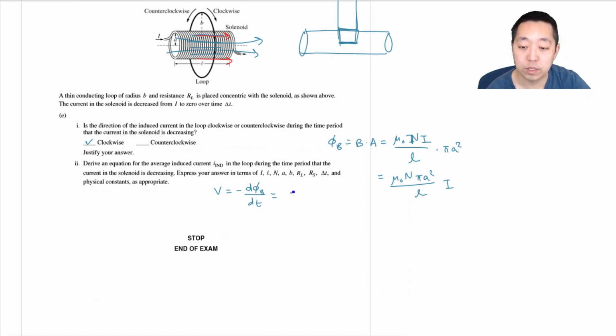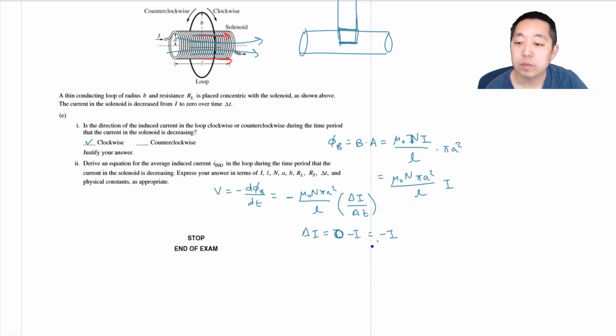So when I take the negative derivative of this, I is just changing. So it's mu naught N pi A squared over L, and this would be the change in I over the time it takes. Now the change in I is to go from I all the way down to 0. So it's 0 minus I, which is negative I, over this time. So this negative I cancels with that negative. So the voltage induced would be positive mu naught N pi A squared over L times I over delta T.